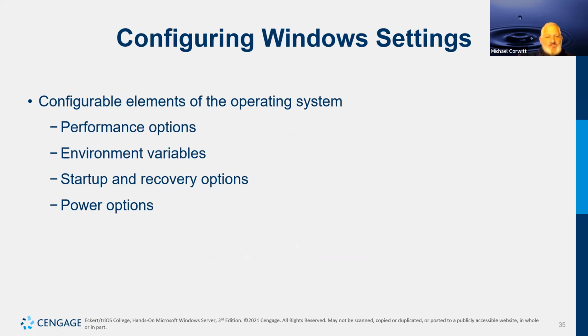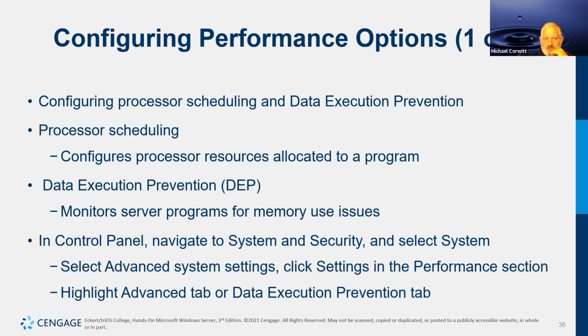Configure Windows settings. Configurable elements of the operating system include performance options, environment variables, startup and recovery options, and power options. Configuring performance options: configuring processor scheduling and data execution prevention. Processor scheduling configures processor resources and allocates them to a program. Data execution prevention monitors server programs for memory use issues.